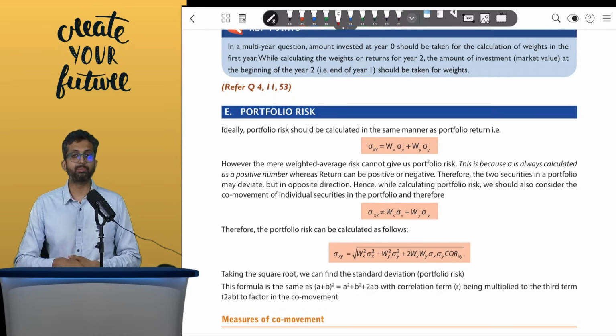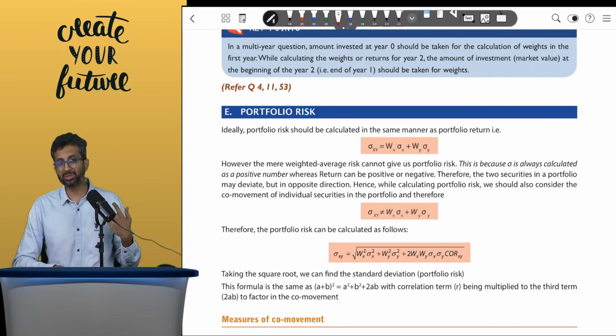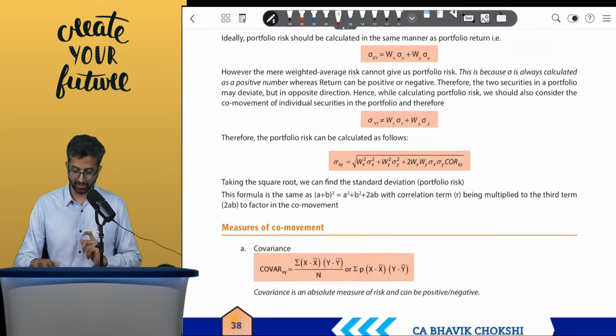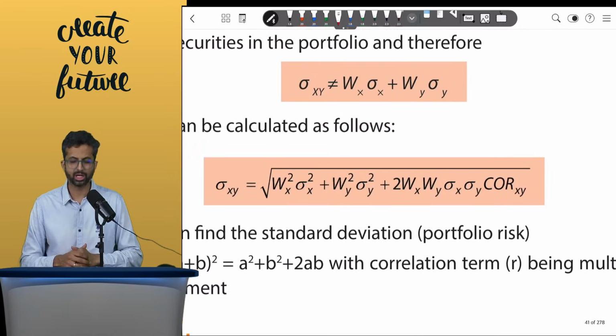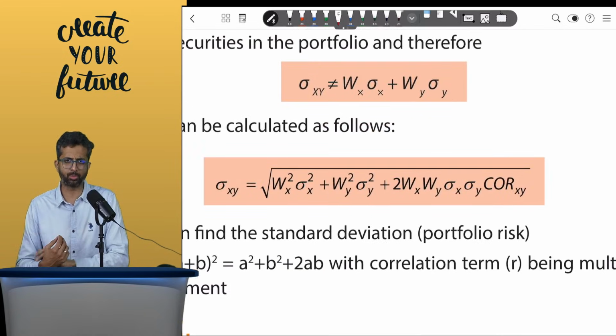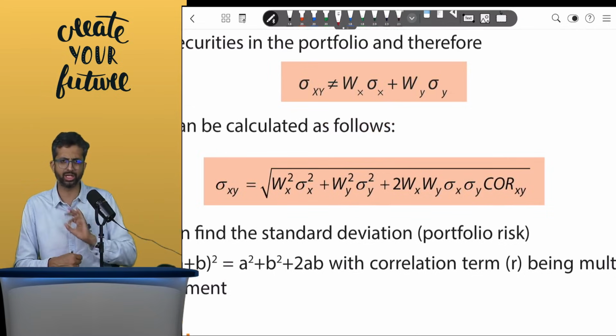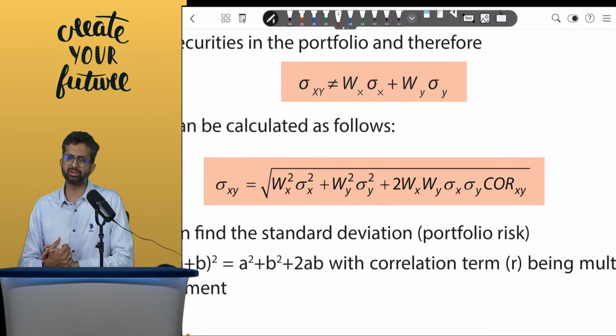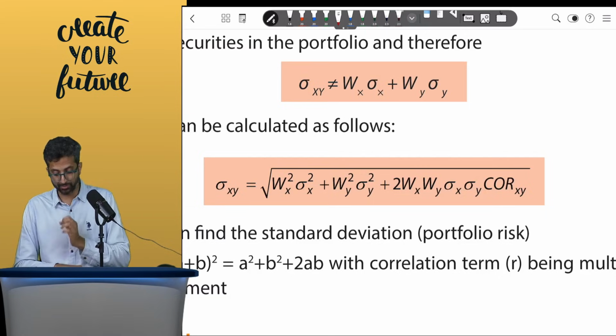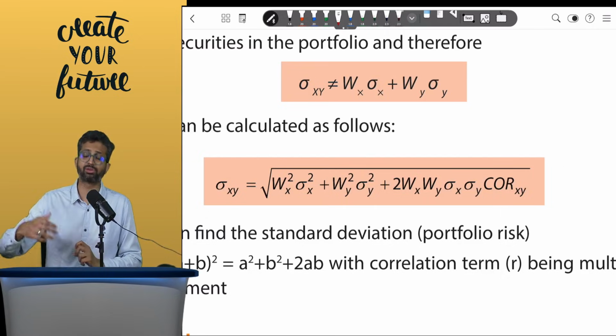Portfolio risk, a very important thing. Portfolio risk over here cannot be calculated directly as a weighted average. In fact, you will have to use the (A plus B) the whole squared formula. So A squared, that is W squared of x into standard deviation squared of x, plus W squared of y into standard deviation squared of y, plus 2 into weight of x, weight of y, standard deviation of x, standard deviation of y, correlation xy.